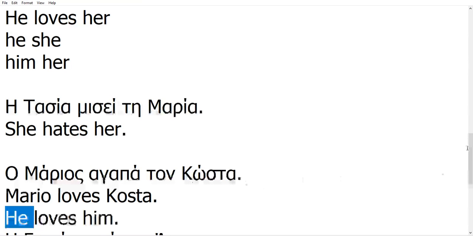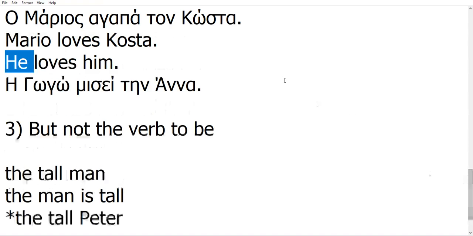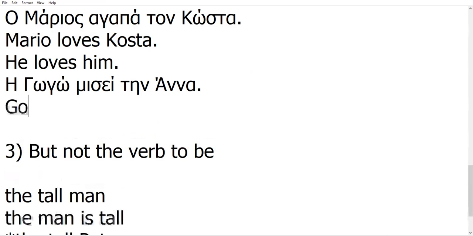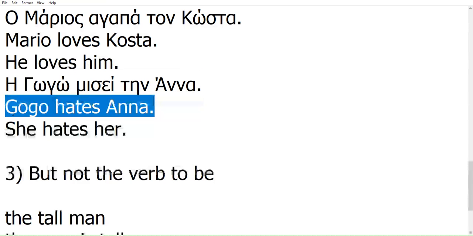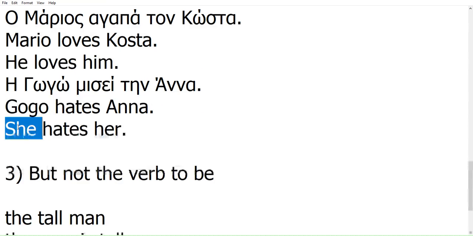And now the next one, η Γογό μισεί την Άννα, Γογό hates Anna, so she hates her. And again, the idea here why we do this is in case you still have trouble with it, and even if you see the English phrase, you're like, what is the subject here? Do this trick. She would be the subject and her would be the object. Yeah, to get a perfect understanding of what subject and object are.